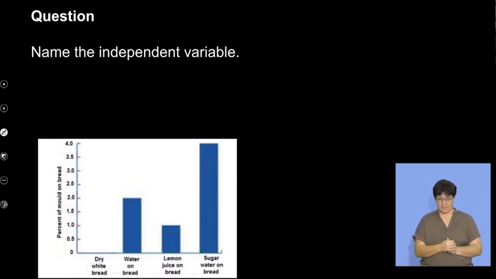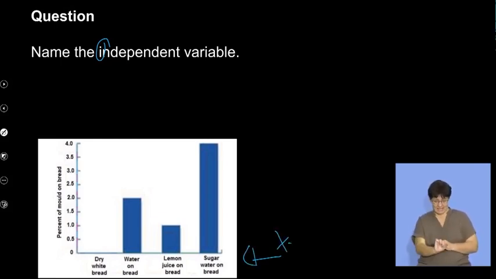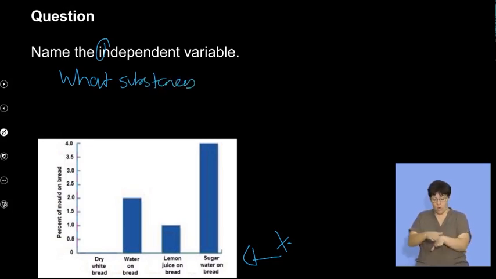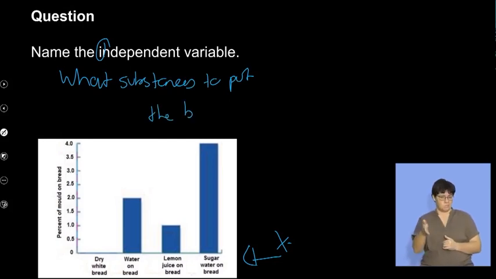The independent variable, what did I choose? It's always on the x-axis. And what did I choose? I chose what substances to put on the bread. That's what I chose. What substances must I put on the bread?